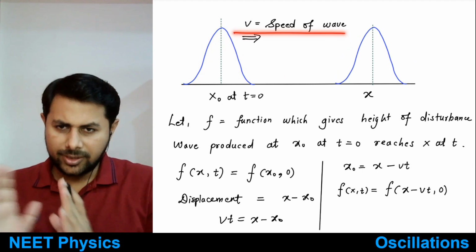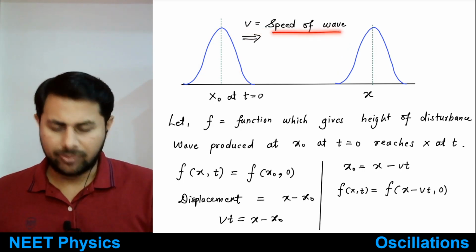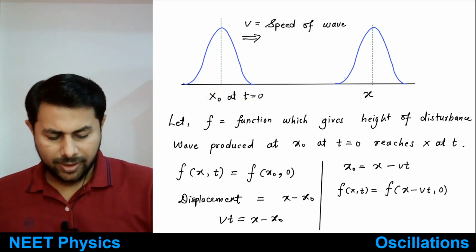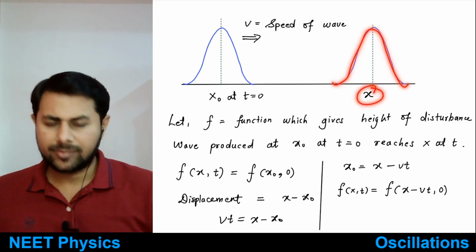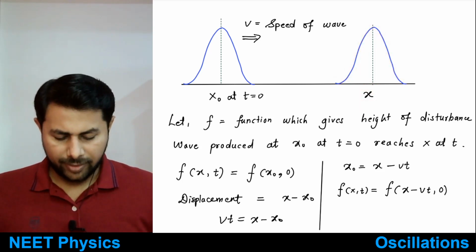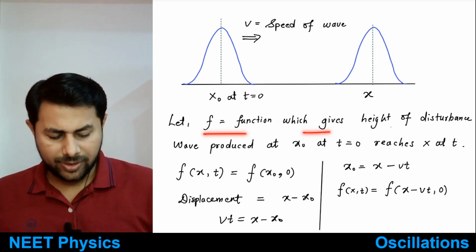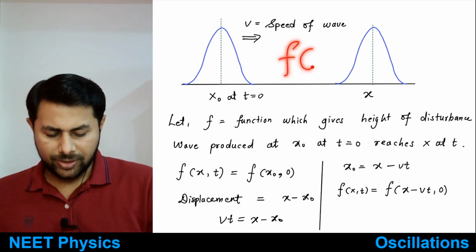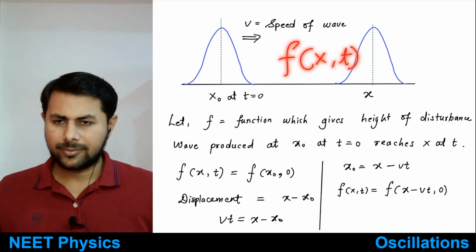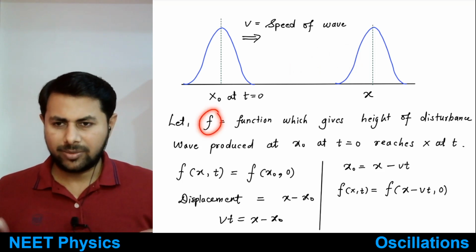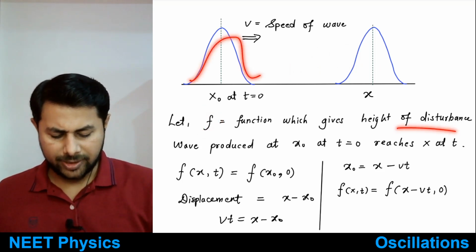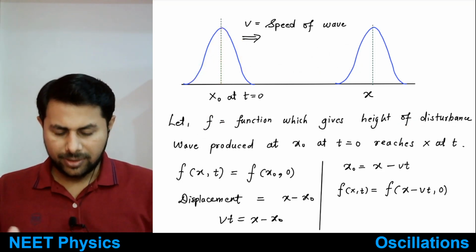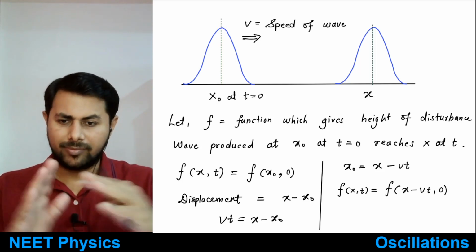So it is traveling with speed v, suppose v is the speed of the wave. It originates at x naught at time t equal to 0, then after some time it reaches position x. Let f be the function which gives the height of the disturbance. So f would be a function of position and time, because at this position the height is something at some time, but then it will change.